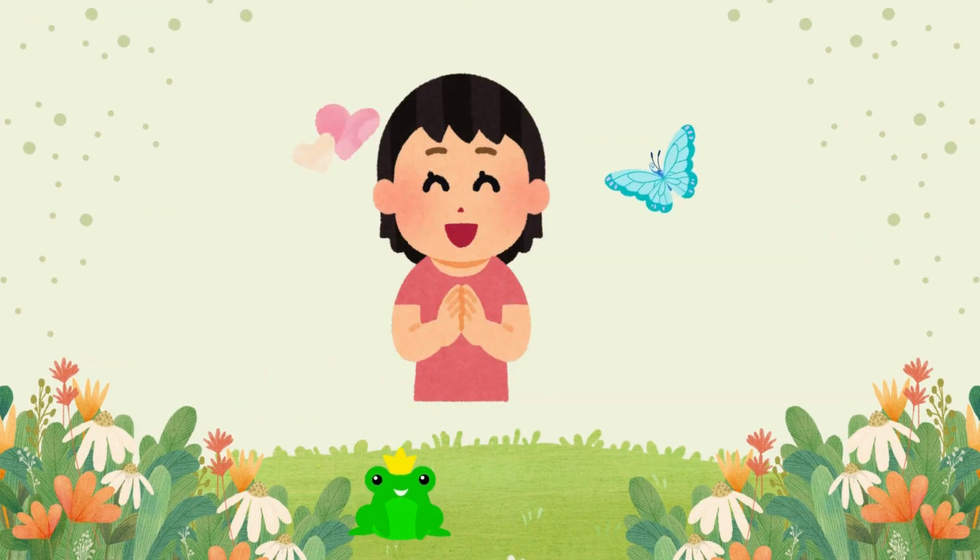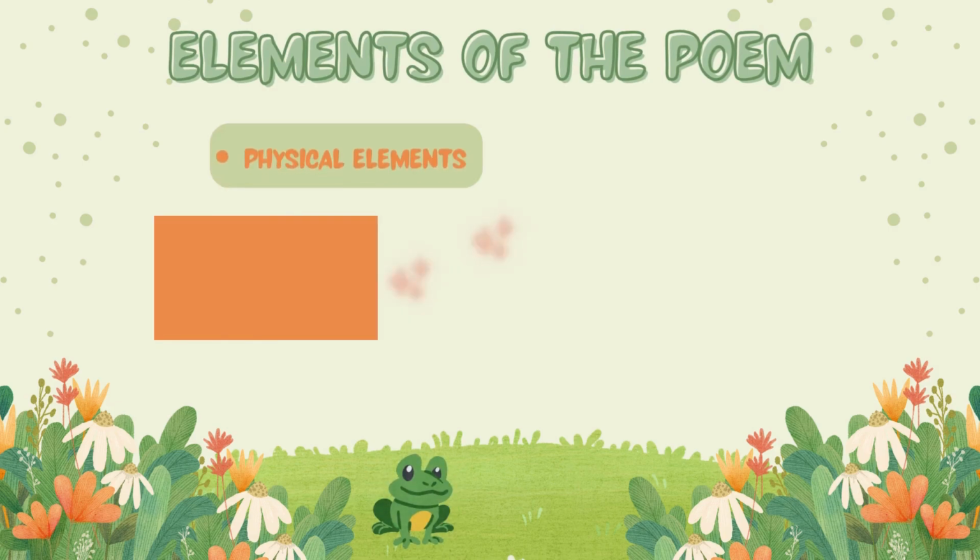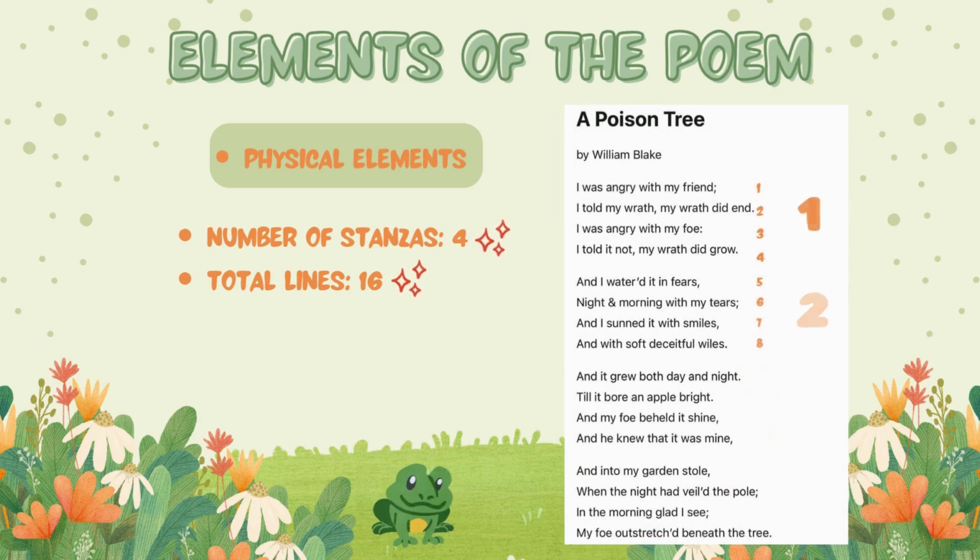Okay, thank you to Najla. And now, let's continue to my explanation. First, let's talk about the basics. A Poison Tree has 4 stanzas and a total of 16 lines. The simple structure helps the poem flow smoothly, making it easier for us to follow the speaker's emotions as they grow stronger throughout the poem.